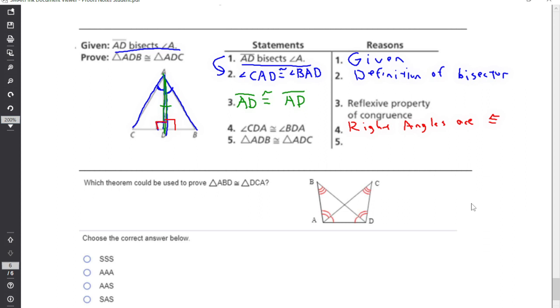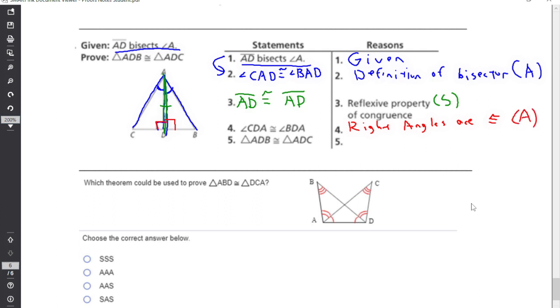And then finally, the triangles are congruent. So now we need to pick out our method. Well, this bisector gave us a pair of angles, right? Those 2 angles that were split in half. That reflexive property gave us a pair of sides. And then those right angles gave us a pair of angles.